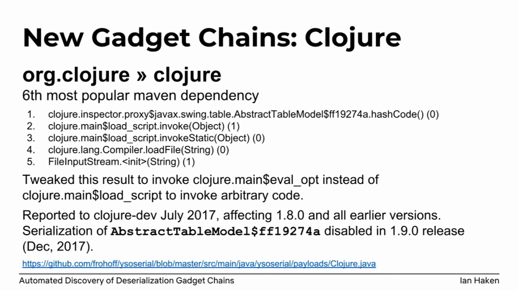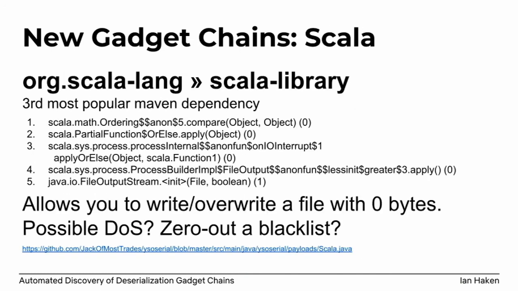And I reported that to the Clojure dev mailing list, and they decided to just turn off serialization for this class, because who in the world even uses that anyway? So that's great. The 1.9.0 release doesn't have that gadget chain anymore. So, cool, progress. All right, what else did Gadget Inspector find?